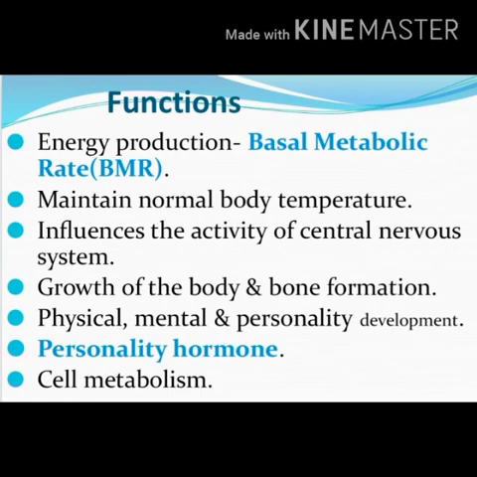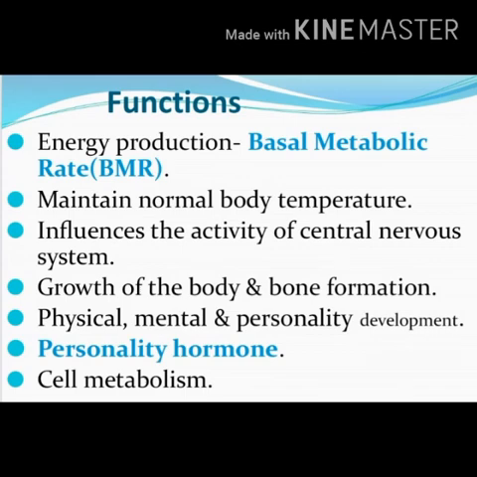Now we can see the functions of thyroid hormone. Its functions are energy production by maintaining the basal metabolic rate, that is BMR. Basal metabolic rate means the amount of energy our body burns at rest on a daily basis. Then it maintains normal body temperature. Our normal body temperature is 37 degrees Celsius or 98.6 degrees Fahrenheit, and the thyroid hormone maintains that.